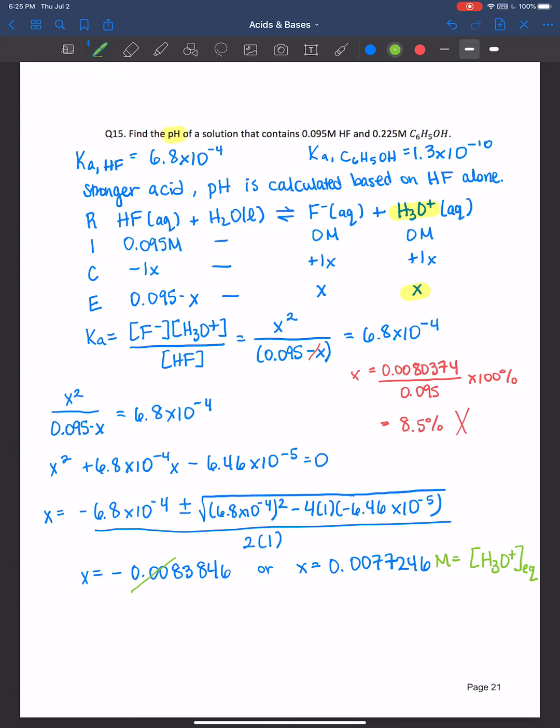At equilibrium. Remember, the question asked us for the pH, and the pH is the negative log of the hydronium ion concentration, so 0.0077246, and the final answer you should get is 2.11.